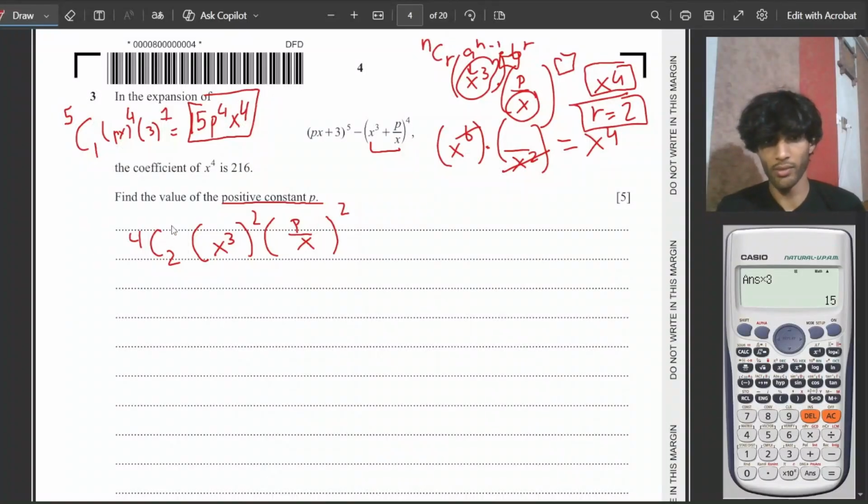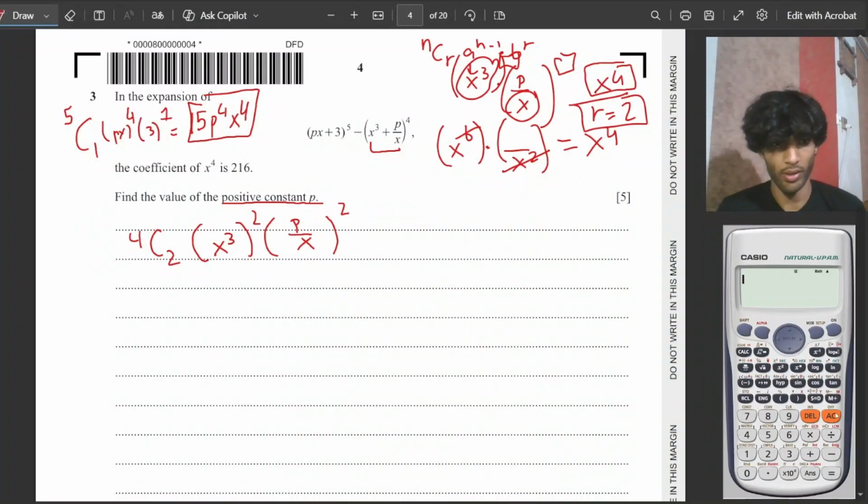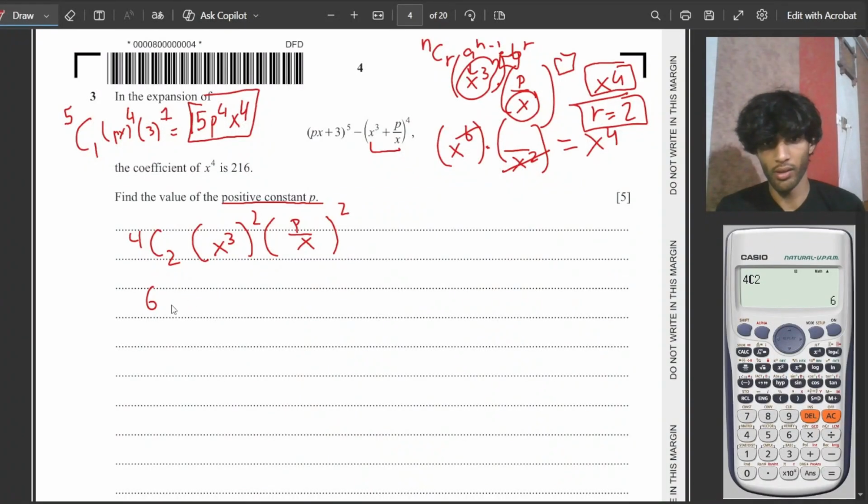And so what I'm going to get is, what is 4 choose 2? Let's first do that. 4 choose 2 is equal to 6. Then I'm going to get x to the power 6 over here, and p to the power 2 over x to the power 2. Cancel these out, and I get 6 x to the power 4 p to the power 2. I can write this as 6 p to the power 2 x to the power 4.